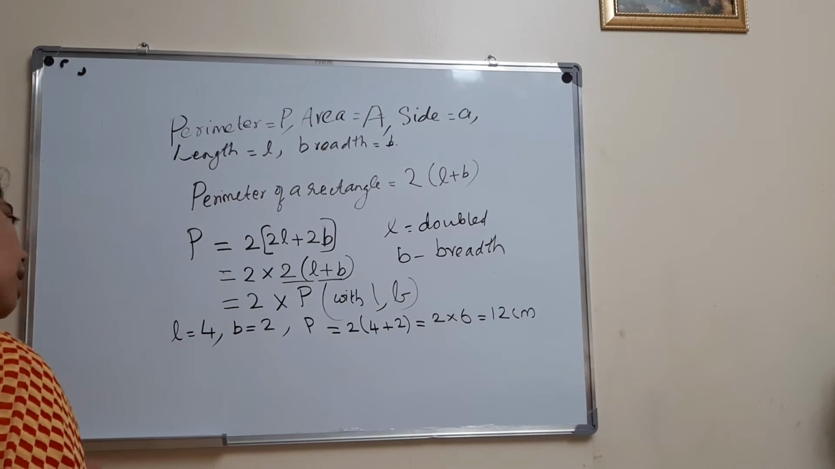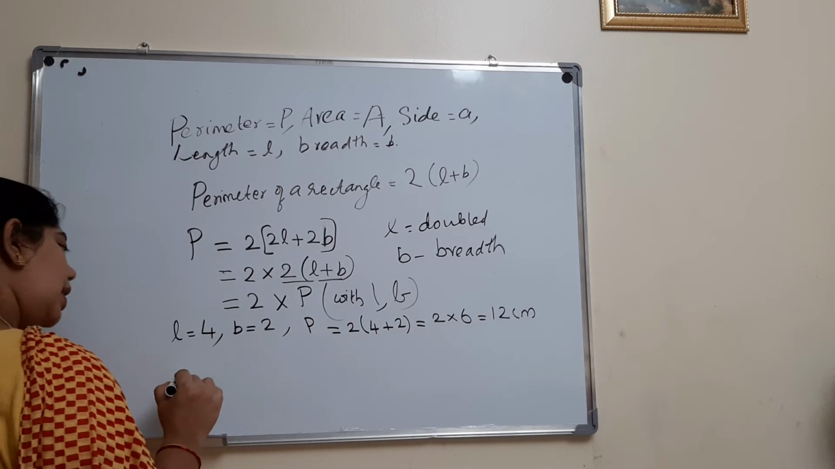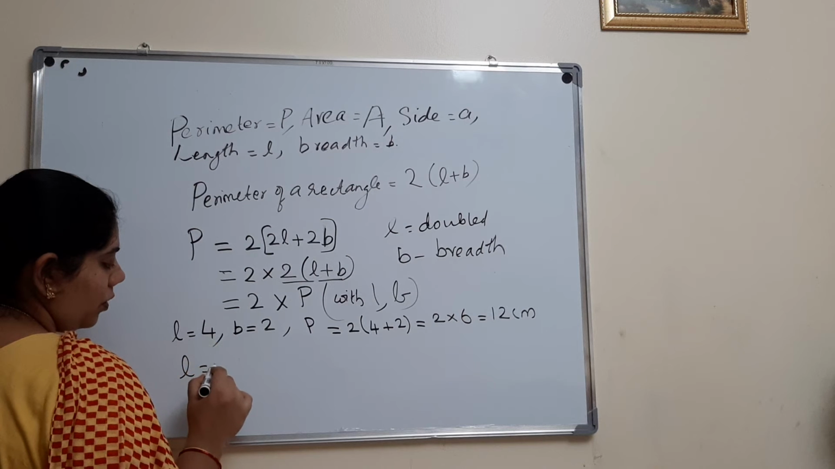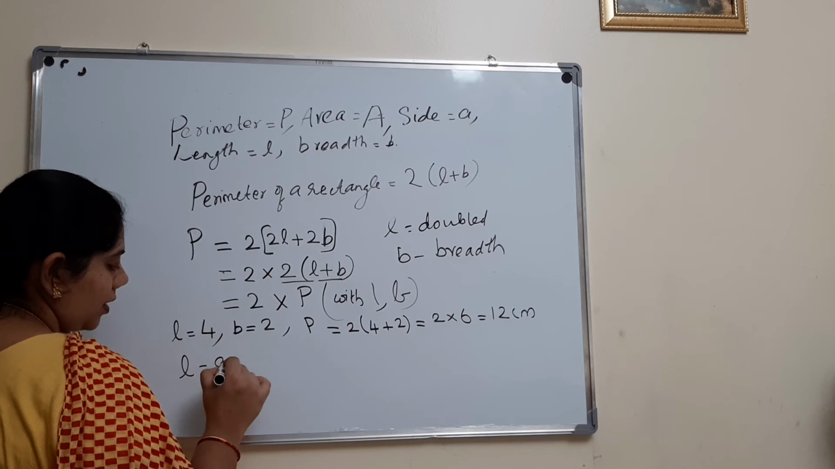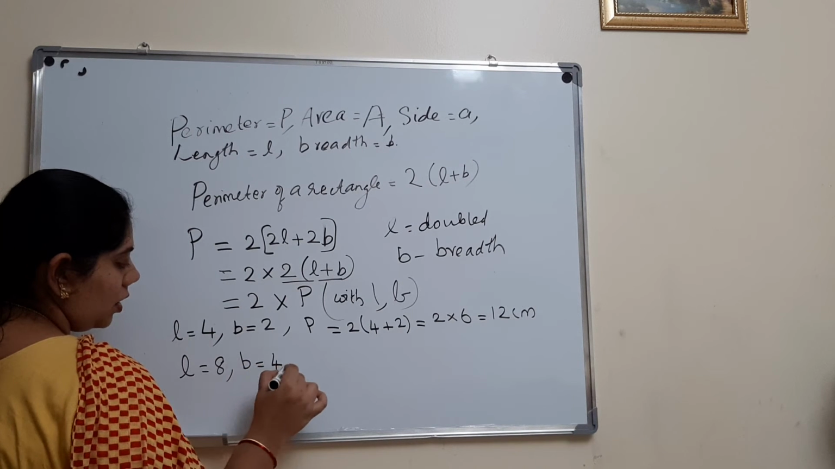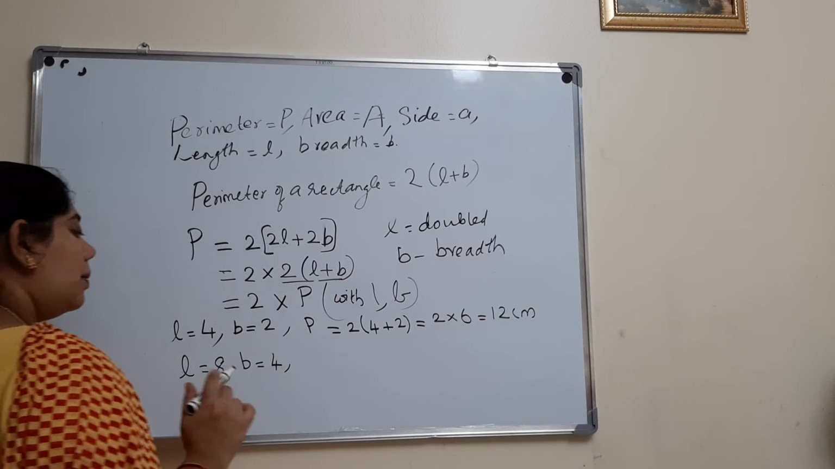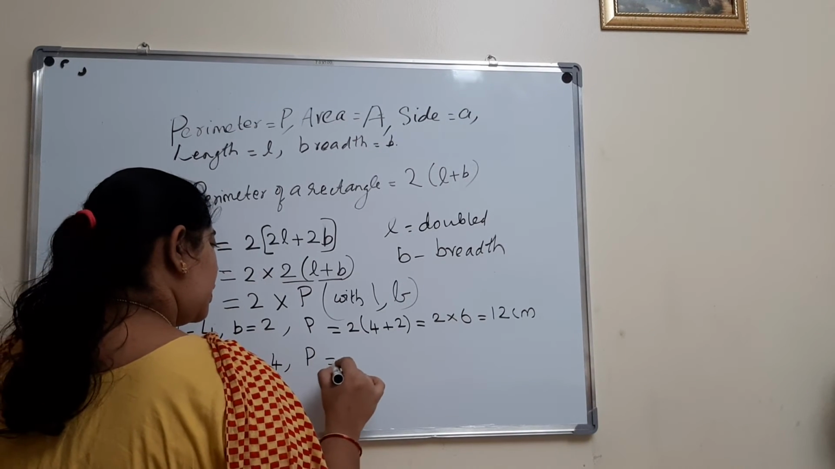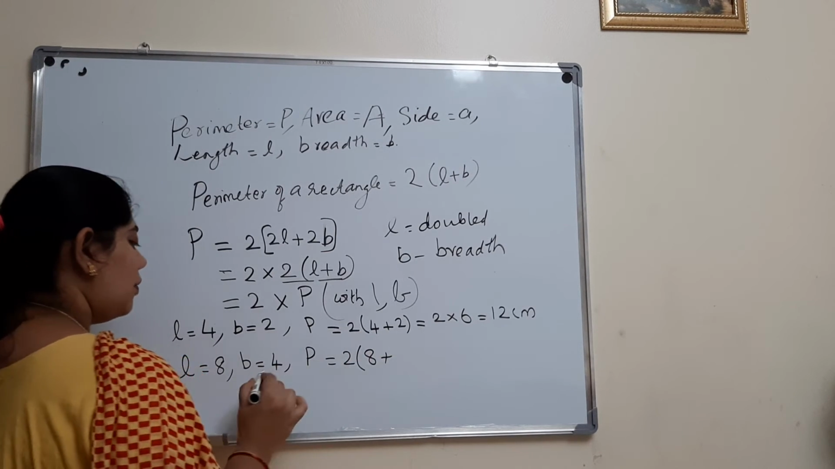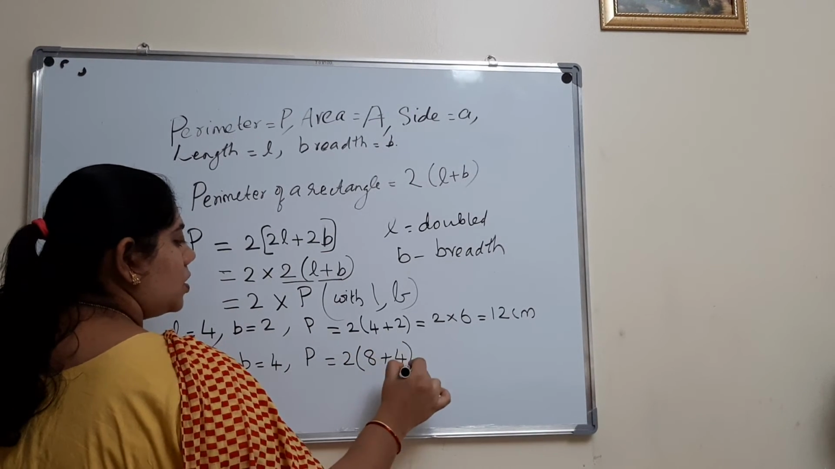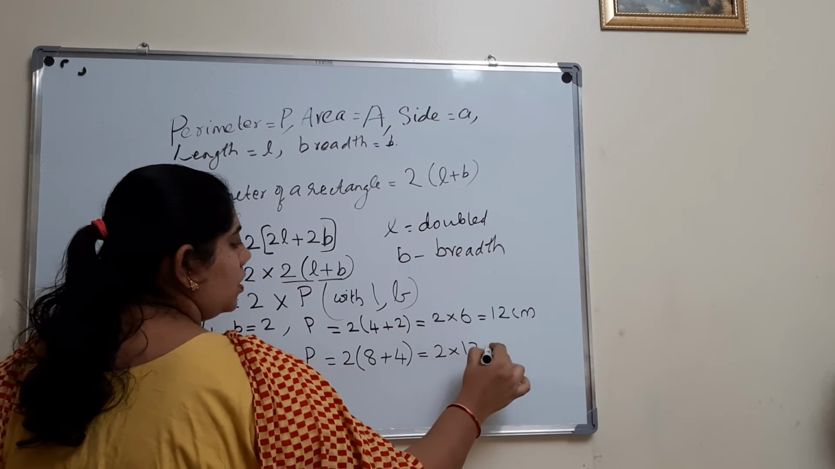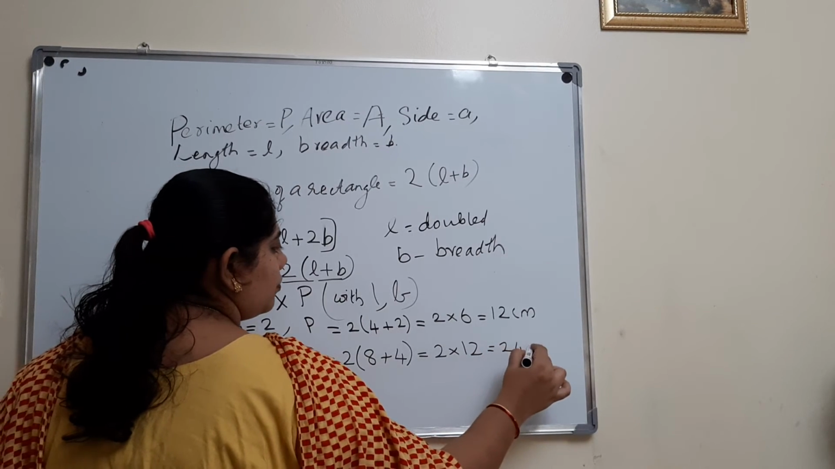The unit is the same. Then when the length is doubled, 4 becomes 4 plus 4, that is 8, and breadth becomes 2 plus 2, that is 4, otherwise 2 into 2, 4, doubled. Then what will happen to the perimeter? Perimeter equals 2 into (our new length 8 plus breadth 4), that is 2 into 12, 24.